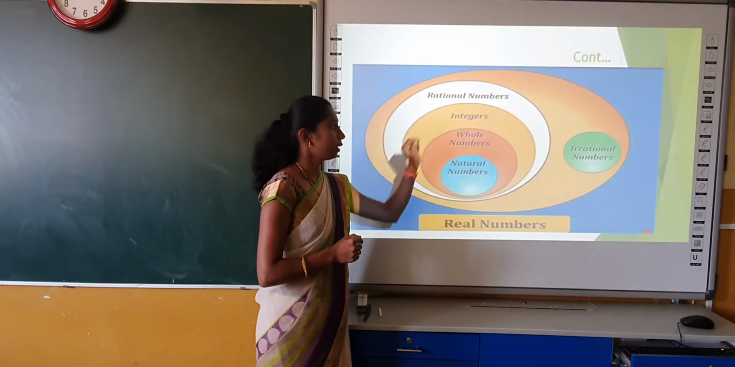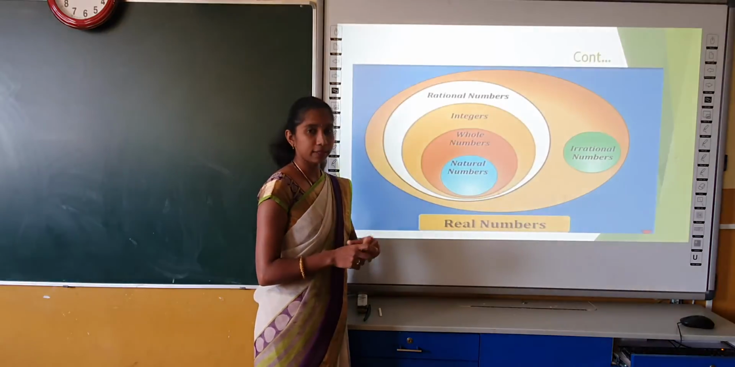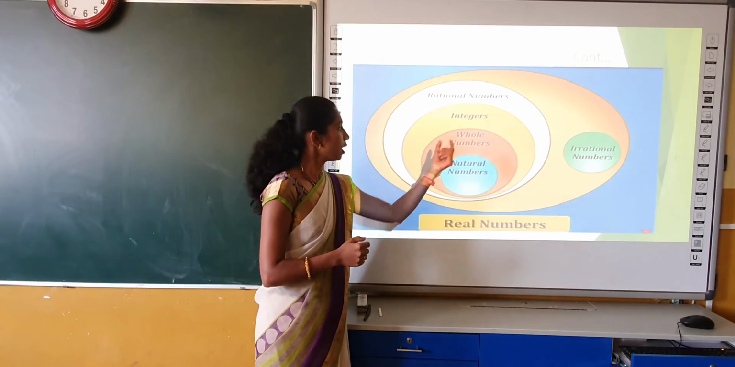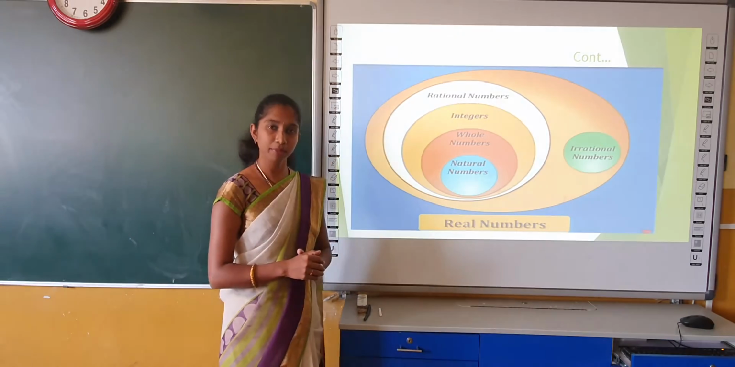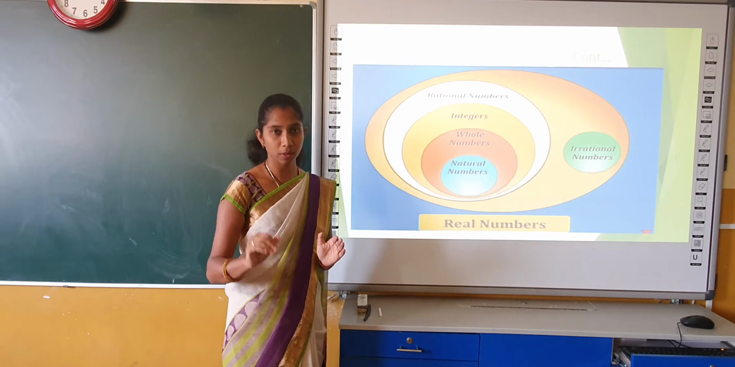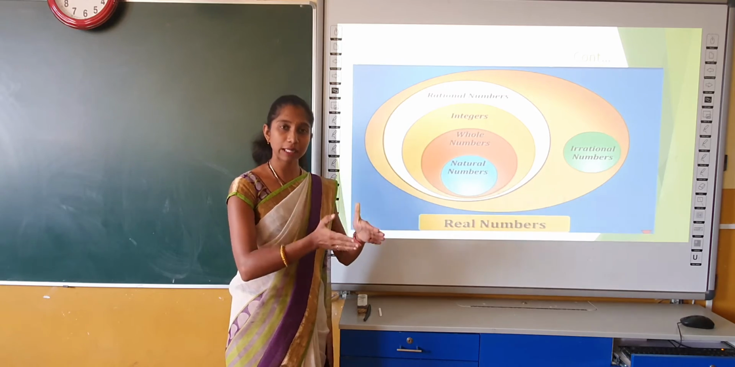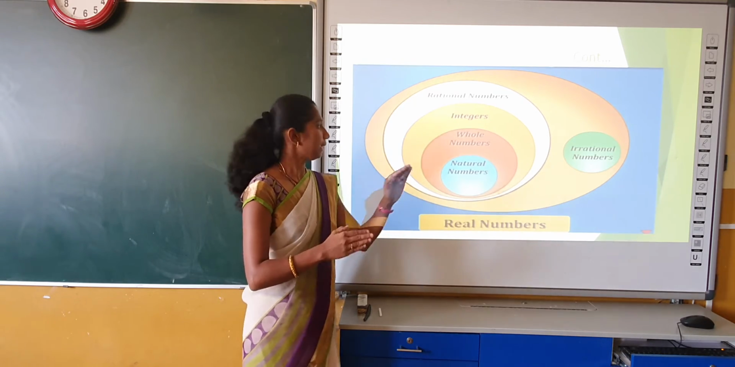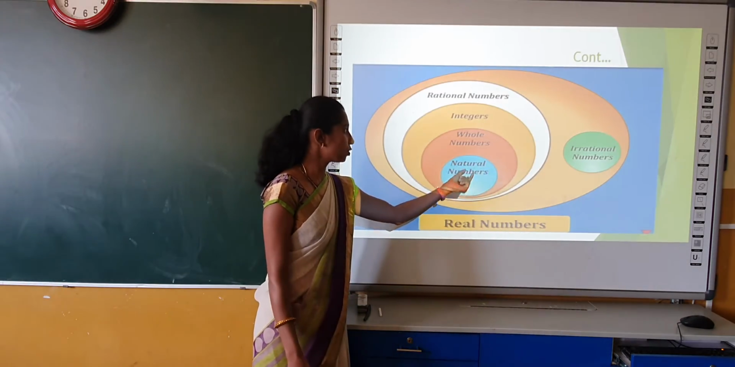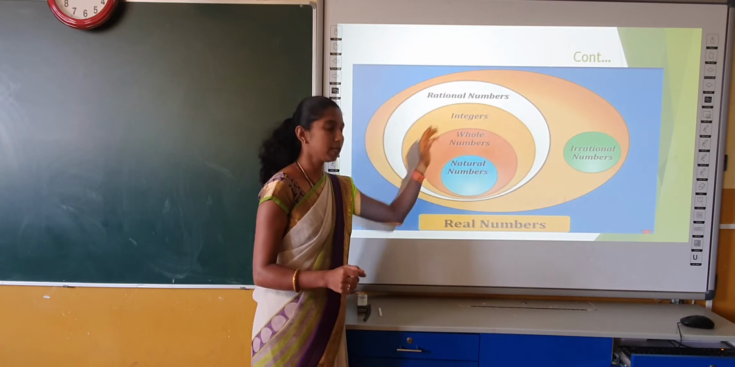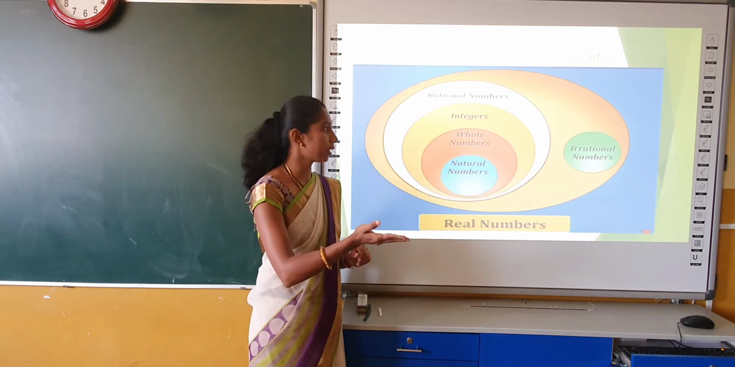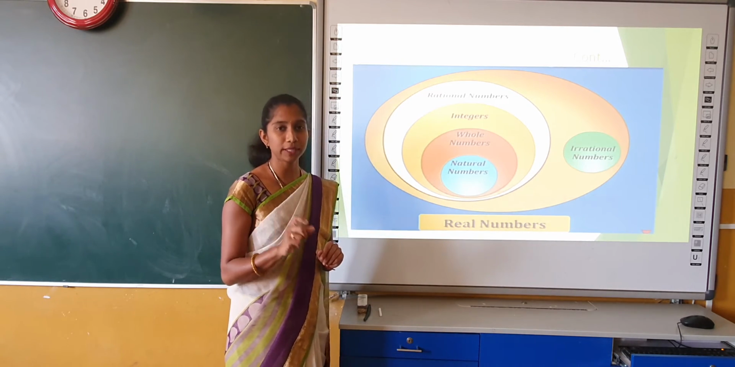Next, come to the integer. We can say the definition: every natural number is an integer, and every whole number is an integer, because a whole number consists of 0 and positive numbers 1, 2, 3. If we consider the negative numbers -1, -2, -3, it will give you the integers. Here also the statements every natural number is an integer and every whole number is an integer are true. The converse, every integer is a whole number, is not true in this case.